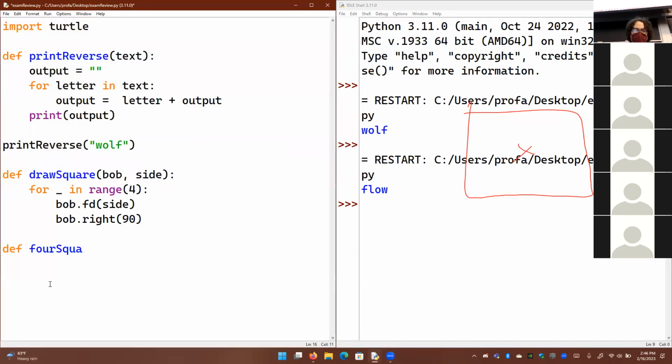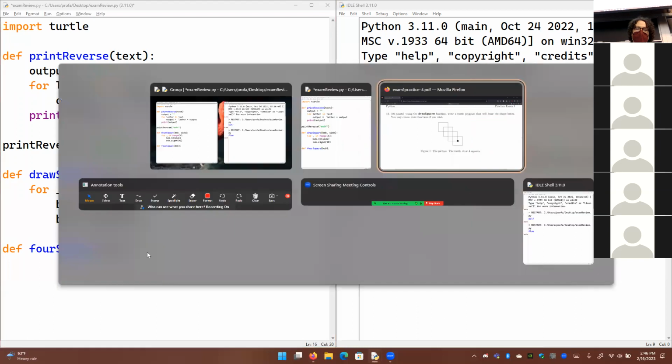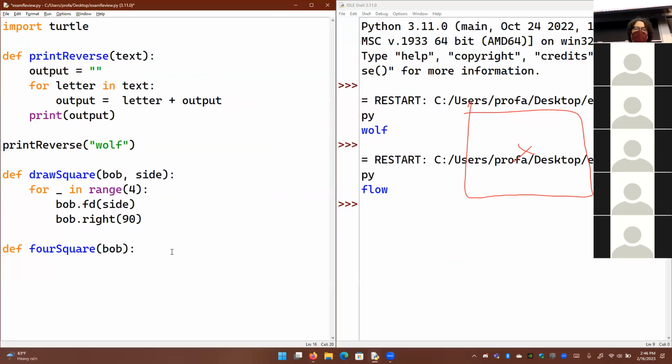Four square doesn't take in any arguments. Well, I'll take in Bob as our argument. It doesn't really matter. You could do this as a function, or you don't have to. Let's see what I said. Yeah, using the draw square function. You don't even have to use any function other than the one you wrote.